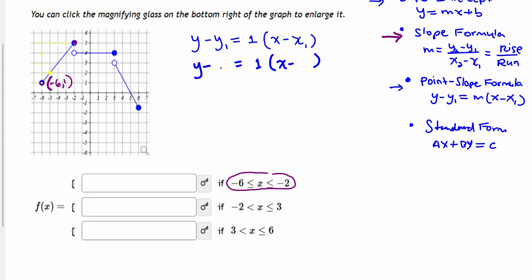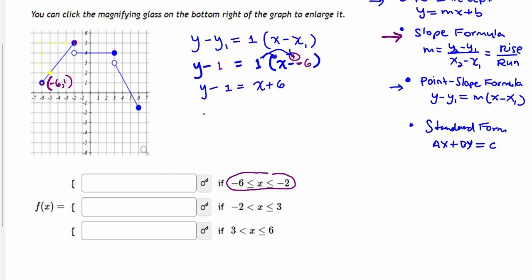So y1 is negative 6. Okay, that double negative is going to become a positive. Oh, I'm sorry, that's supposed to be 1 for y. The negative 6 goes over here because that's the x value, and there the double negative is going to become positive. And then we have y minus 1 equals, if you distribute this 1, it's not going to change anything inside of the parentheses, so I'm just going to have x plus 6.